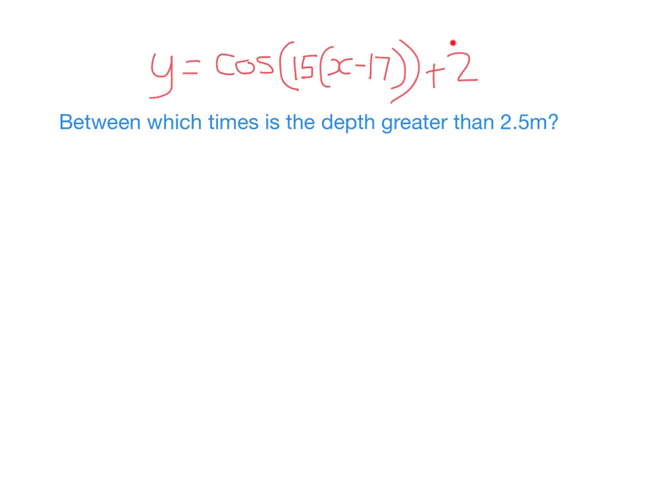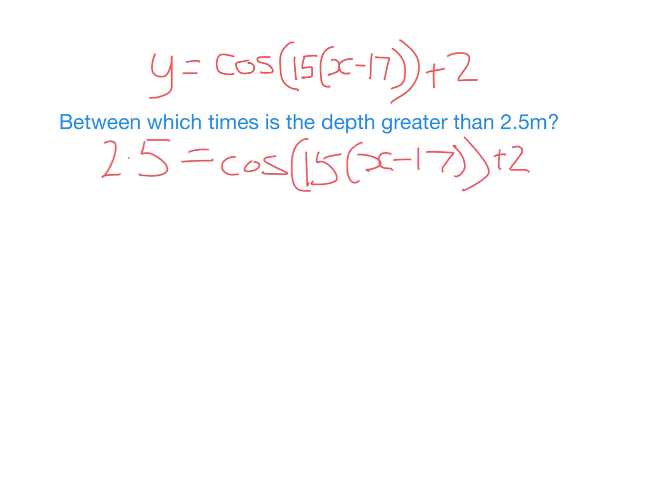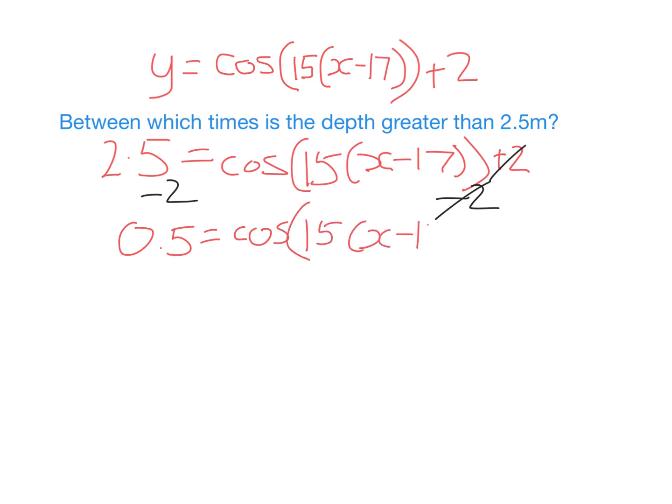So this is the equation that we came up with on the previous slide. Remember, y was the depth of the tidal pools in meters, x hours after midnight. So x equals 2 is 2 a.m., x equals 14 is 2 p.m., and so on. We want to solve for when y, the depth, is equal to 2.5. So here is the equation that we're solving, simply substituting y for 2.5. First thing we're going to do is subtract 2 from both sides, because plus 2 and minus 2 undo each other. So I get 0.5 is equal to cos of 15 outside of x minus 17.